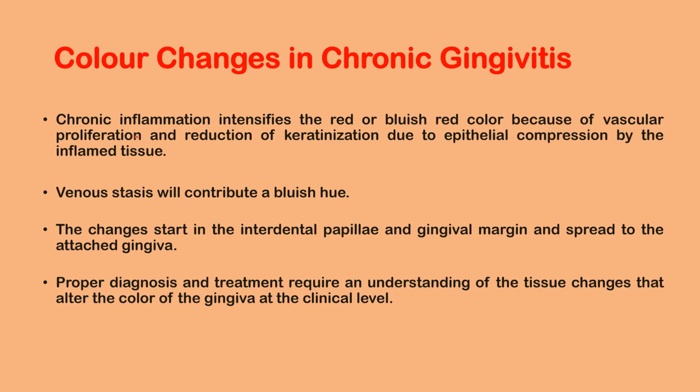The color changes in chronic gingivitis. Chronic inflammation intensifies the red or bluish red color because of vascular proliferation and reduction of keratinization due to epithelial compression by the inflamed tissue. Venous stasis contributes to a bluish hue. The changes start in the interdental papilla and marginal gingiva, and spread to the attached gingiva.